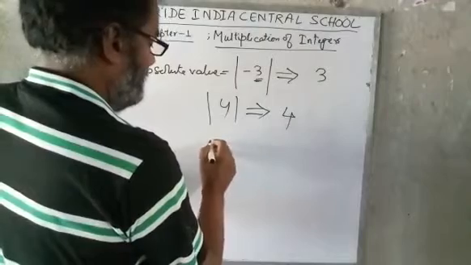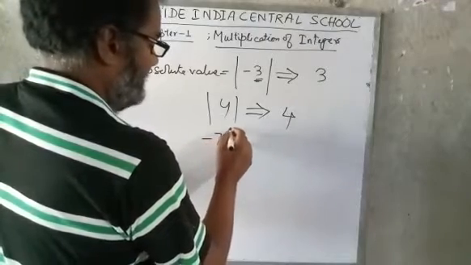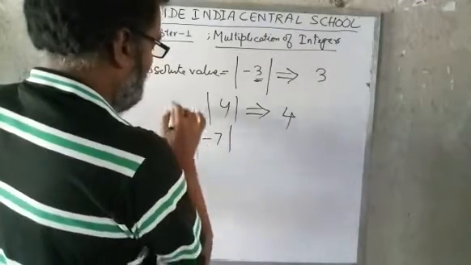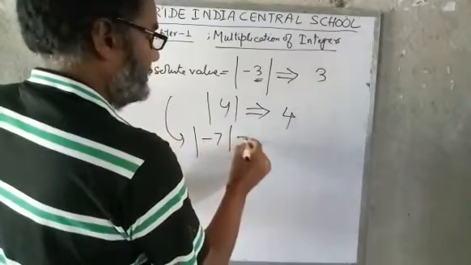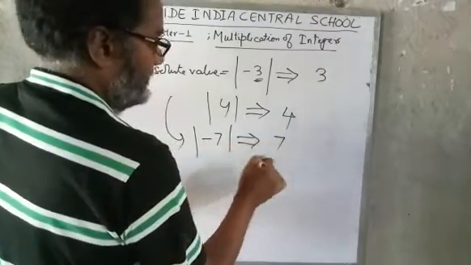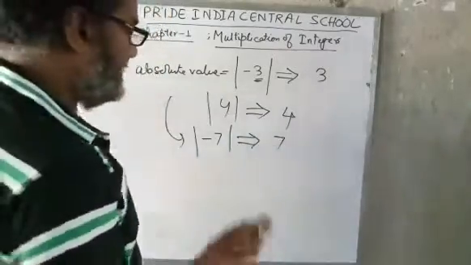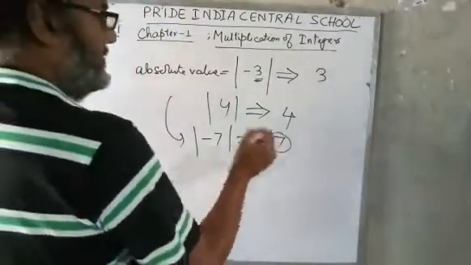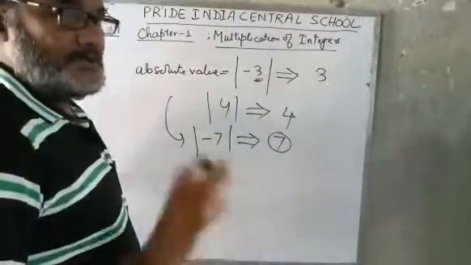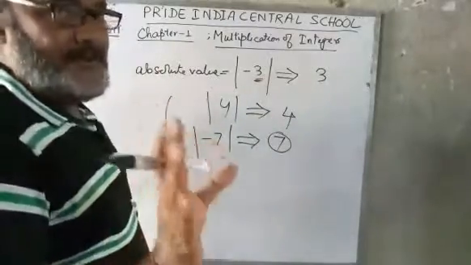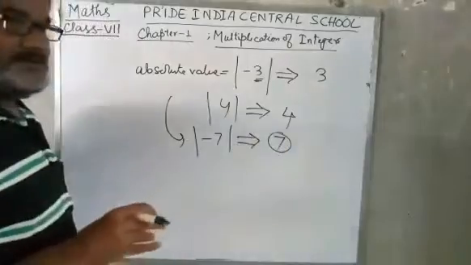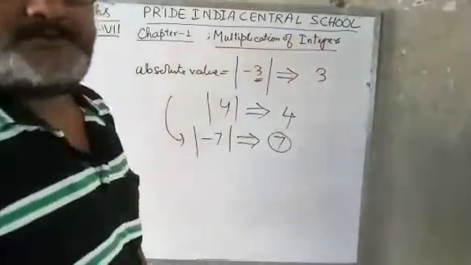For example, -7. You have to find the absolute value of -7 and it will come to 7, the digit itself without any sign. See, 3 examples are given. Just for recalling, you have to keep this in mind, and I will use it in multiplication of integers.